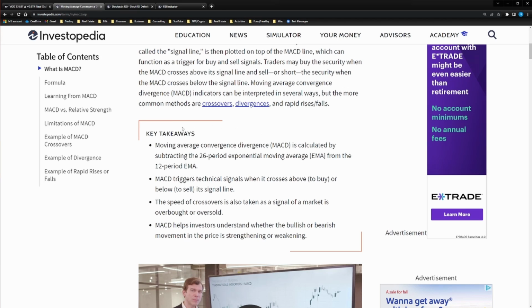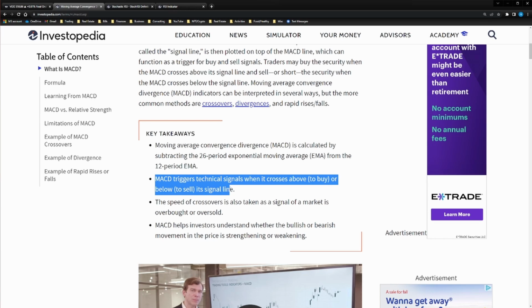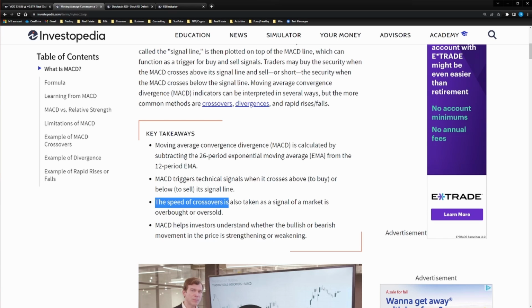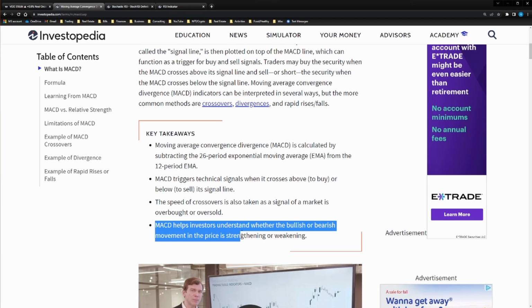Let's just go right here to the key takeaways, okay? Moving average convergence divergence, the MACD, is calculated by subtracting the 26 period exponential moving average, EMA, from the 12 period EMA. I'll show you when we get back to the charts just what that is saying. The MACD triggers technical signals when it crosses above to buy or below to sell its signal line. The speed of crossovers is also taken as a signal of a market being overbought or oversold. And lastly, MACD helps investors understand whether the bullish or bearish movement in the price is strengthening or weakening.